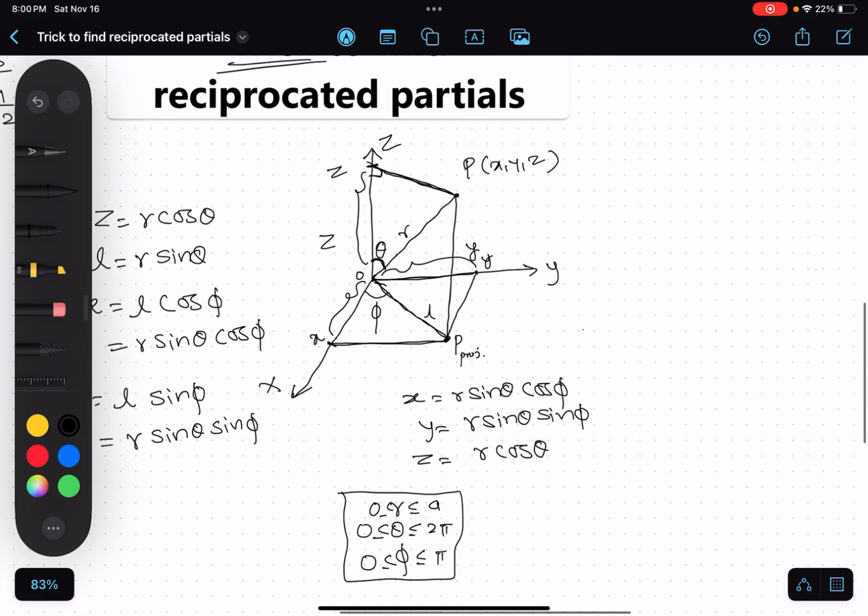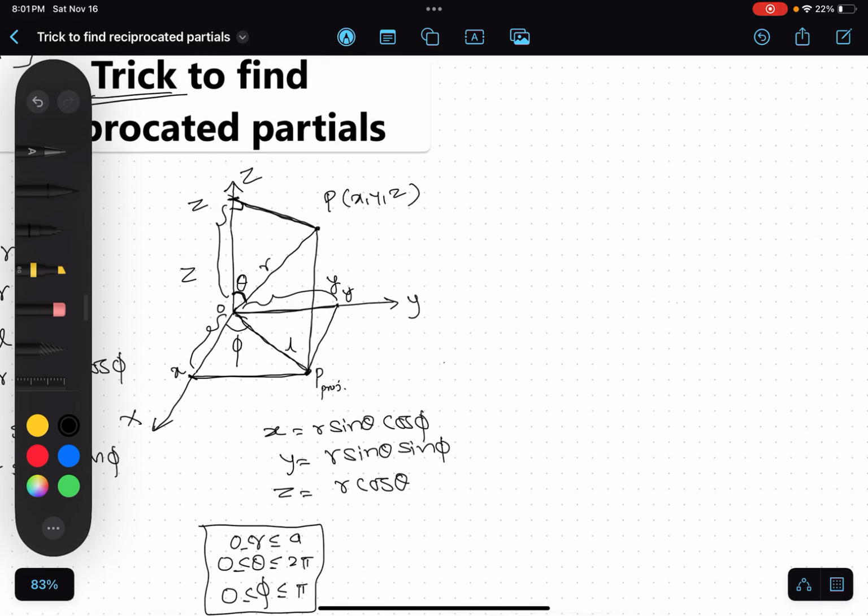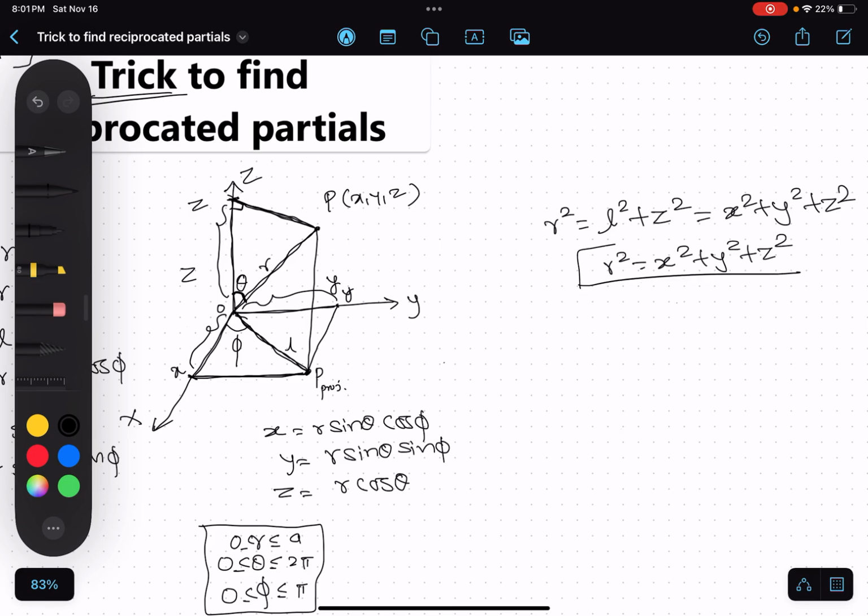Now the benefit of making this setup is that we will be able to express r, theta and phi in terms of x, y, z. So let's do that. From this figure it's obvious that r square will be equal to L square plus z square. Now again this L square is just equal to x square plus y square, so our r square is just x square plus y square plus z square. We got the equation for r.